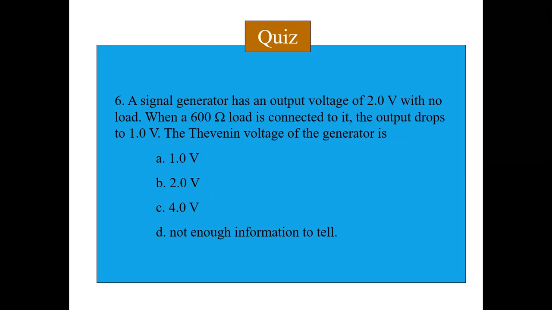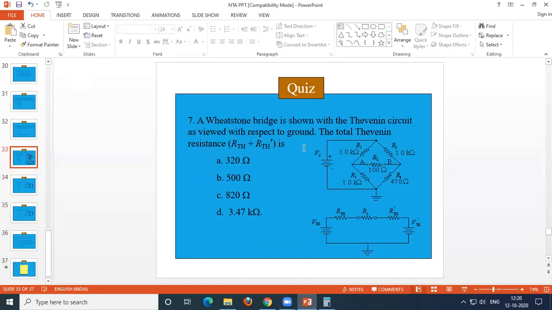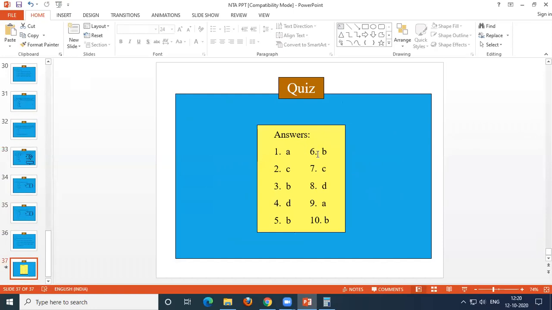So the next question is, a signal generator has an output voltage of 2 volt with no load, and when a 600 ohm load is connected to it, the output drops to 1 volt. The Thevenin voltage of the generator is? So here 1 and 1 is falling, means here the Thevenin voltage is also 2 volt. So for question 6, the answer is also B.